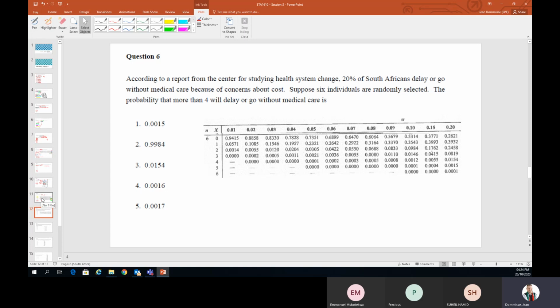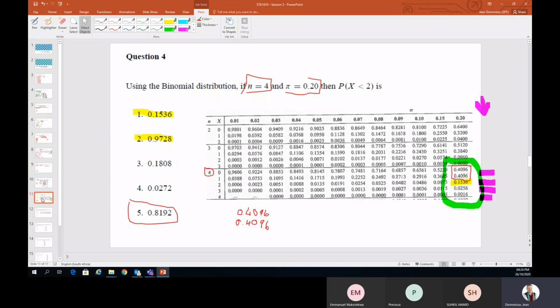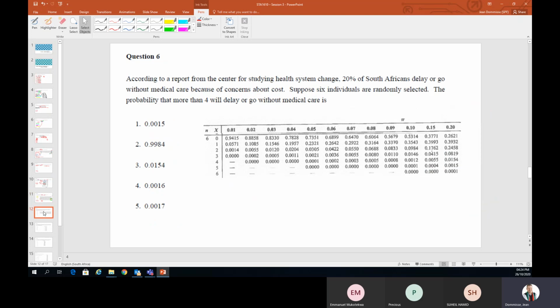And again, just want to show the difference. So here it was very, very simple. They actually tell you the n, they tell you the pi, they tell you what you are looking for. In this question now, you need to go and look again in the sentence to nearly identify everything.